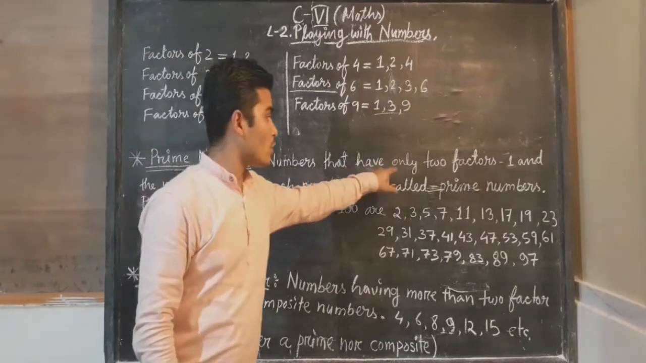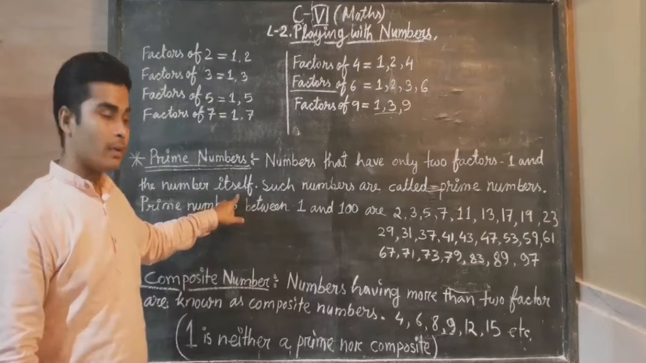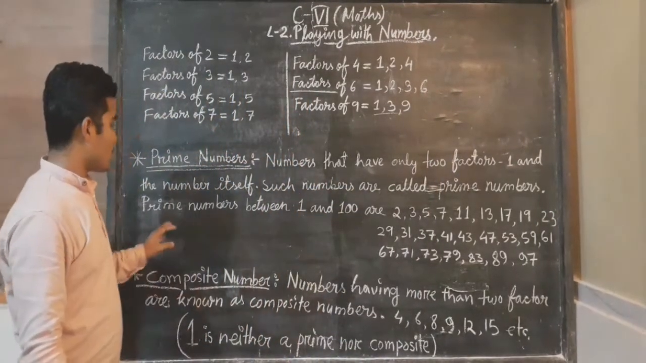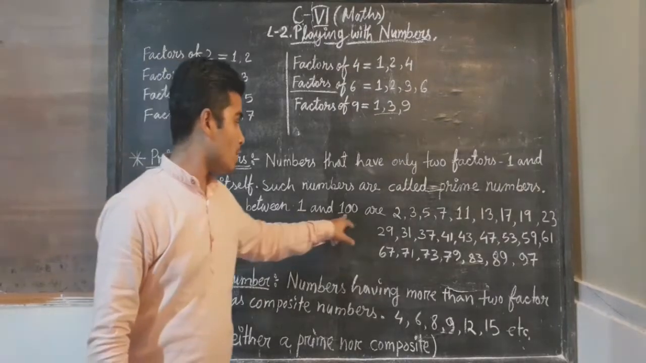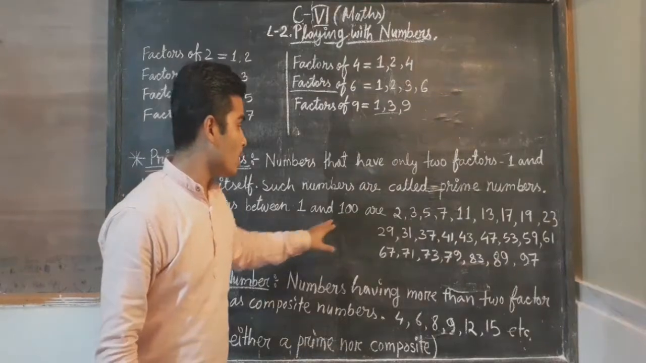Numbers that have only two factors, 1 and the number itself, are called prime numbers. Here I have included the prime numbers between 1 and 100. You can see these are the prime numbers between 1 and 100.